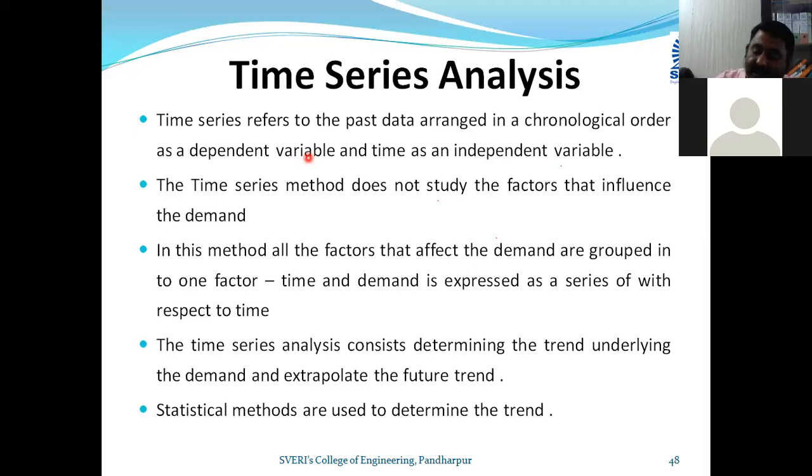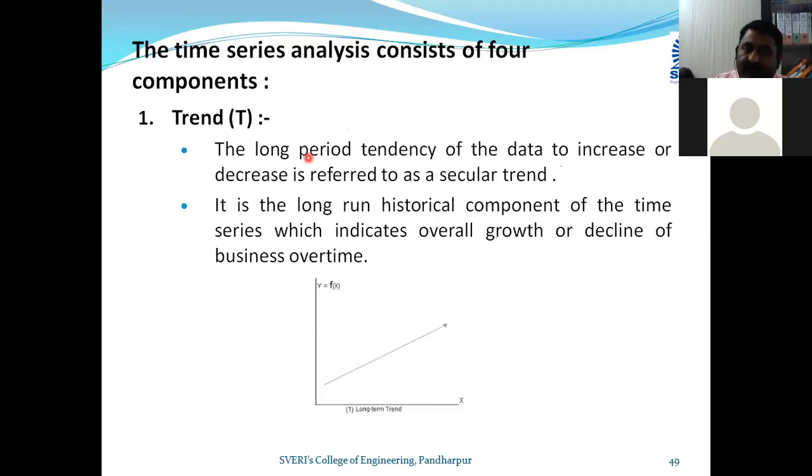Now there are 4 different components that we will discuss, and at the end, in one chart we will see how these 4 components have an effect on time series analysis. So one by one we will proceed. The time series analysis consists of 4 components. The very prime significant component you can say is the trend, T.